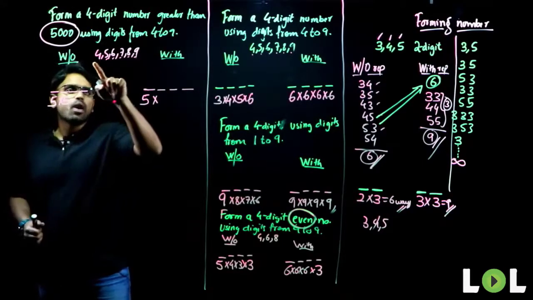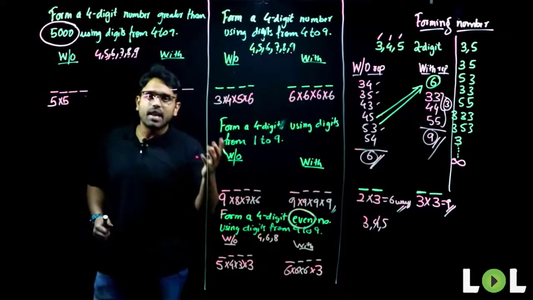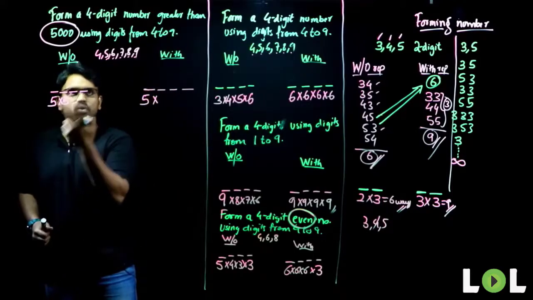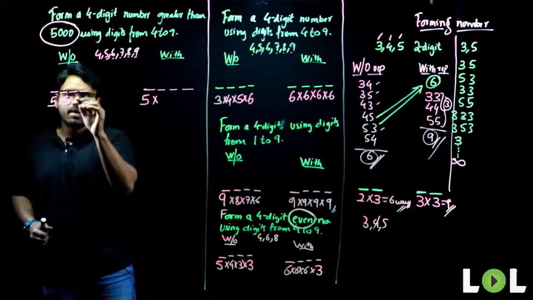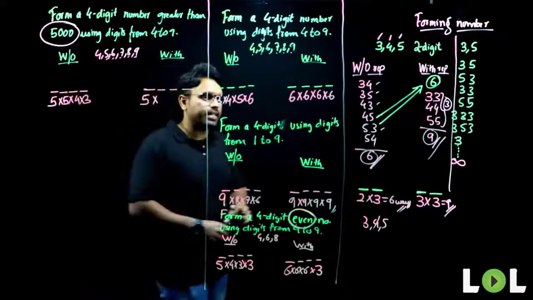But I've used up how many numbers out of total of 6 numbers? 1 number. So how many numbers will I be left out with? I'll be left out with 5 numbers. So I've used up 2 out of 6 now. How many numbers will I be left out with? 4. Next one, 3. This is the right answer.